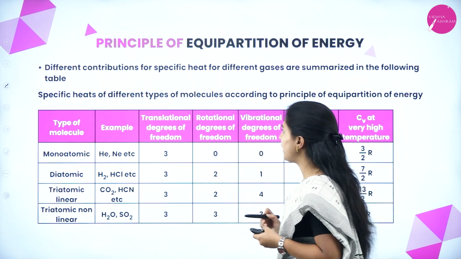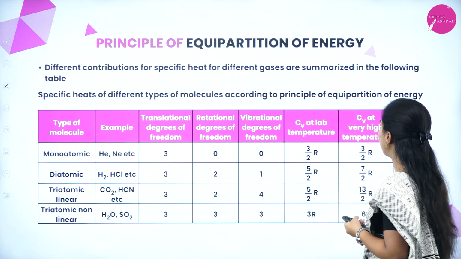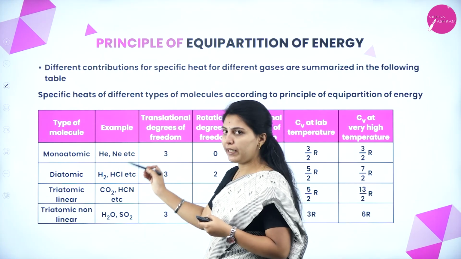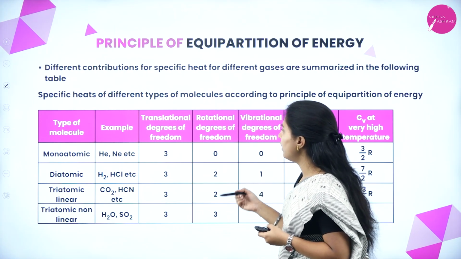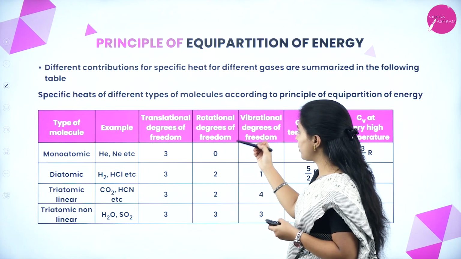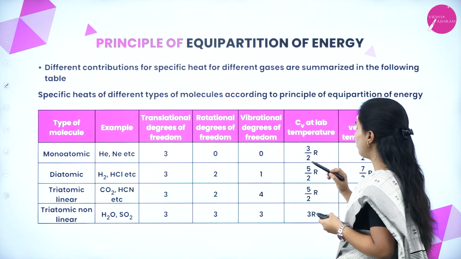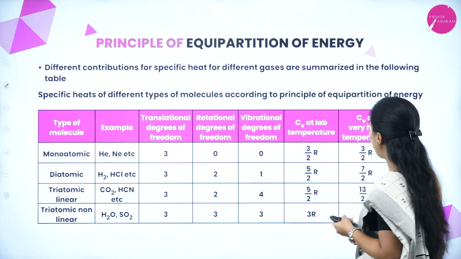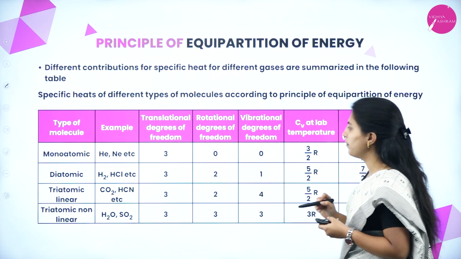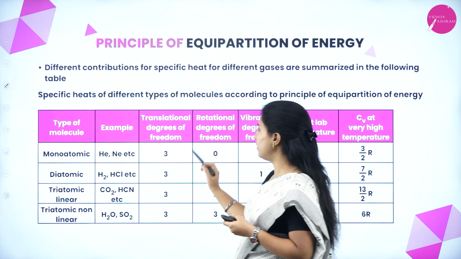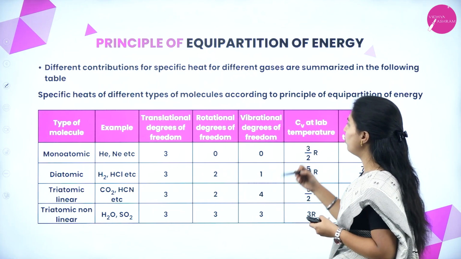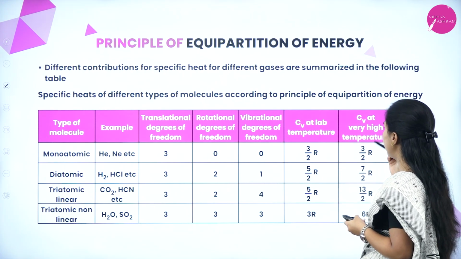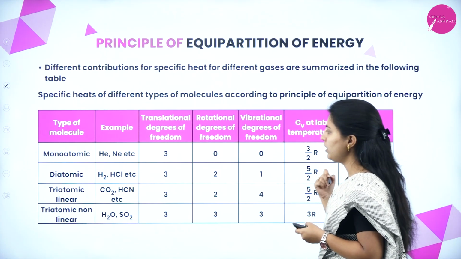Specific heats of different types of molecules according to the principle of equipartition of energy. See here, type of molecule: monatomic, for example helium or neon. Translational degrees 3, rotational 0, vibrational 0. Cv at lab temperature is 3/2 RT, at very high temperature 3/2 R. Diatomic, like H2 or HCl: translational 3, rotational 2, vibrational 1. Cv at lab temperature 5/2, at very high temperature 7/2.